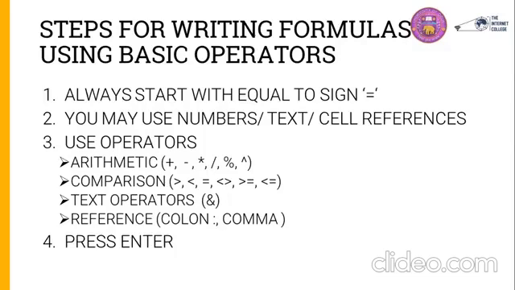So you must put an equal to sign whenever you are trying to write a formula. Every formula has to begin with an equal to sign. Then you will give the inputs as far as the formula is concerned. You may be using some numbers in the formula, you may be using some text in the formula. You can even insert cell references in the formula.